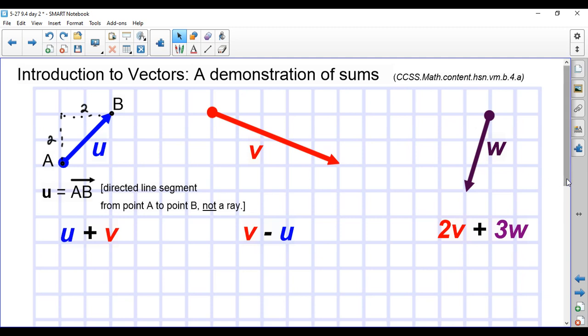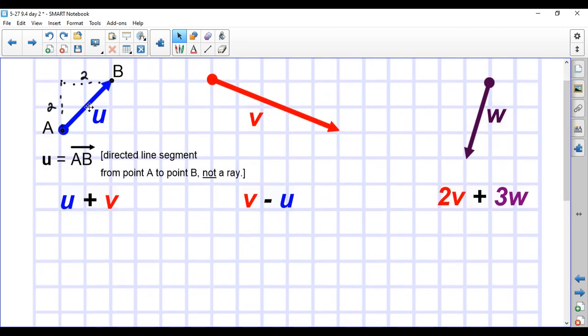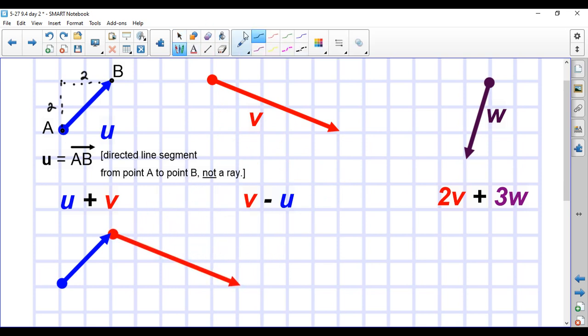So here, if we want to add these on the grid, I can see u. I'm going to start this where I know I have enough room. There's u plus v. And then I'm going to draw my resultant. My answer is this vector that goes straight to the right. It's a horizontal vector here that has u plus v as its resultant.